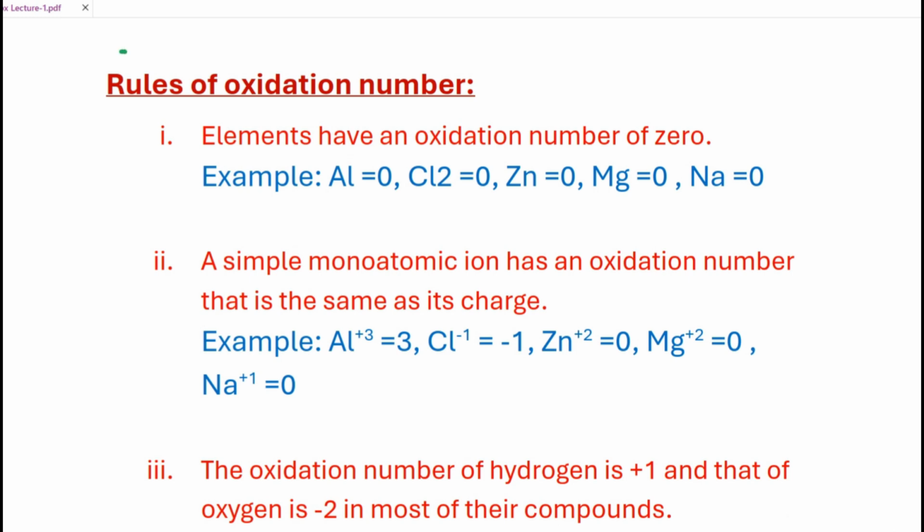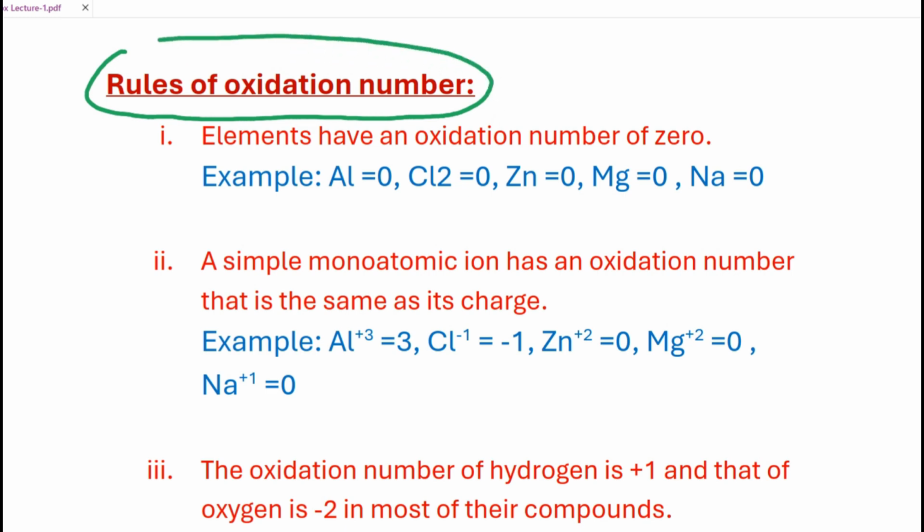Now first, rules of oxidation number. You know what is oxidation number. At first we know what is oxidation number.